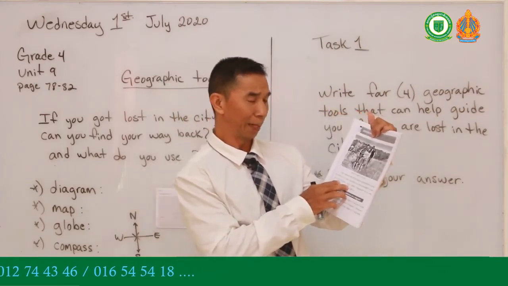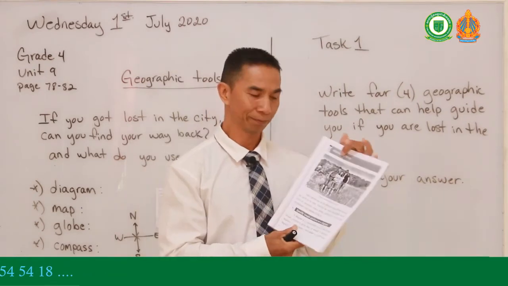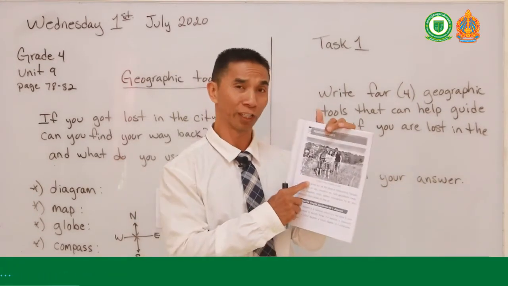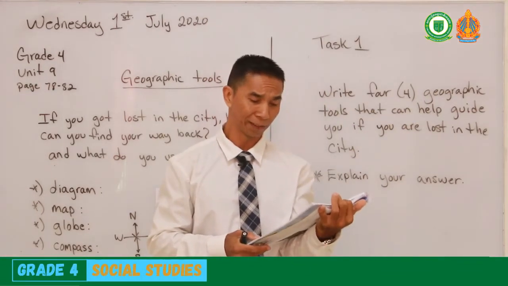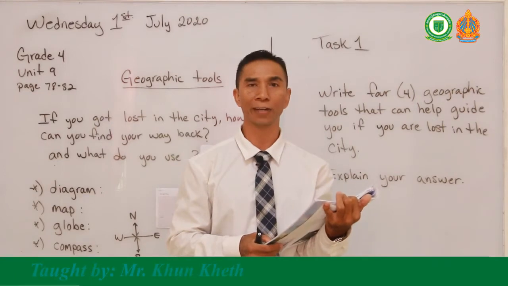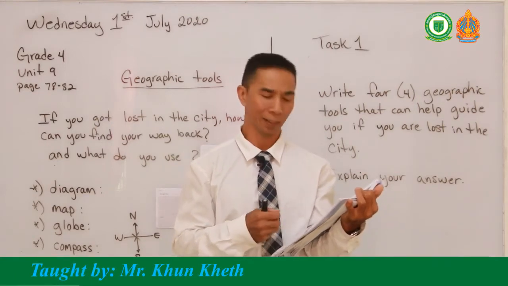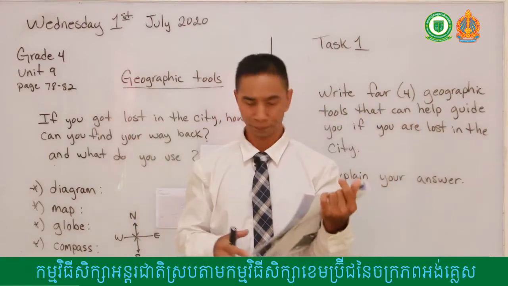On page 78, I'm going to read the first paragraph with you. Do you want to read it with me? Okay, let's begin, starting from the first paragraph. Man cannot see all the physical characteristics because the earth is so vast. What does vast mean? It means the earth is so big.